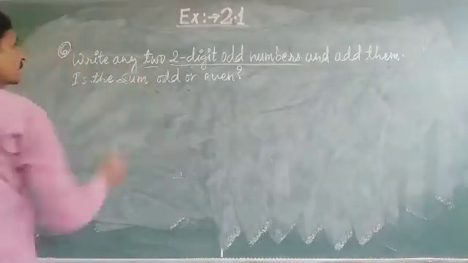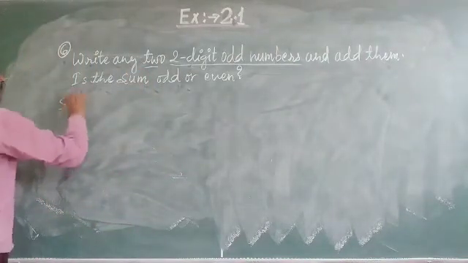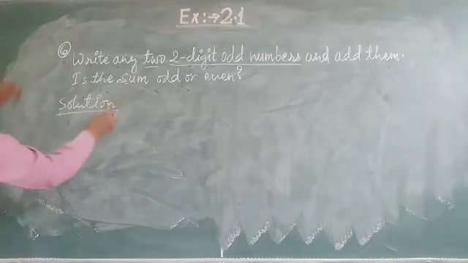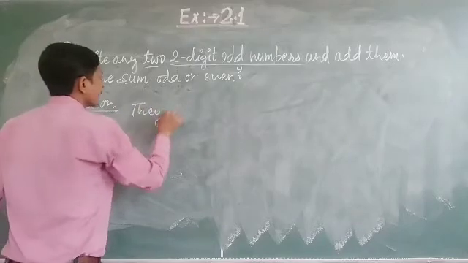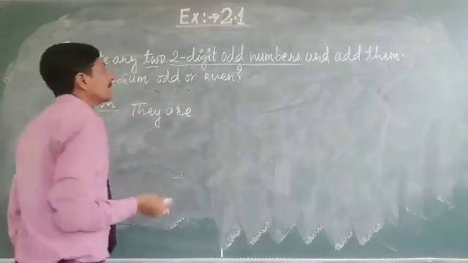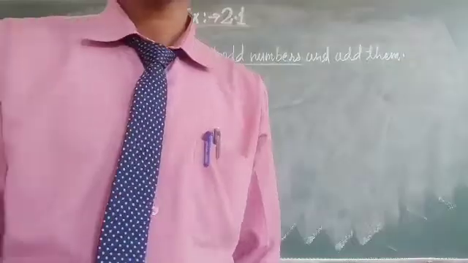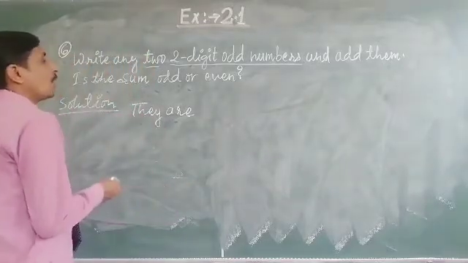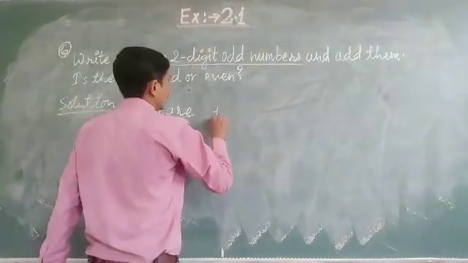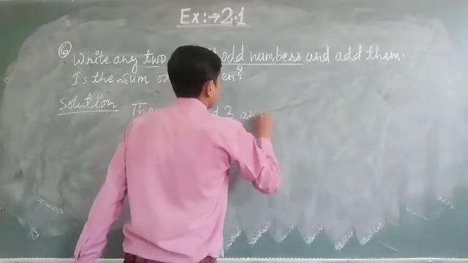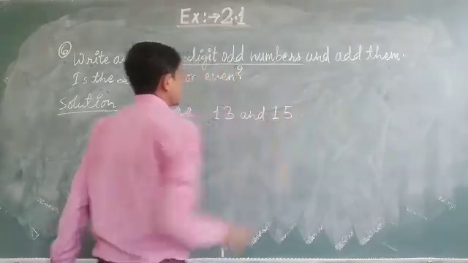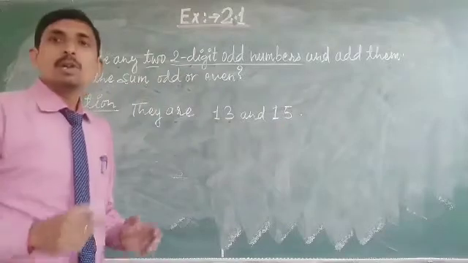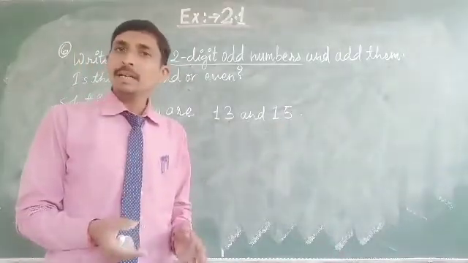So first of all take two digit odd numbers. Solution: let's take two odd numbers. They are 13 and 15. Let's take 13 and 15. These two are two digit numbers. They both are odd numbers. We all know odd numbers are those numbers which are not divisible by 2.